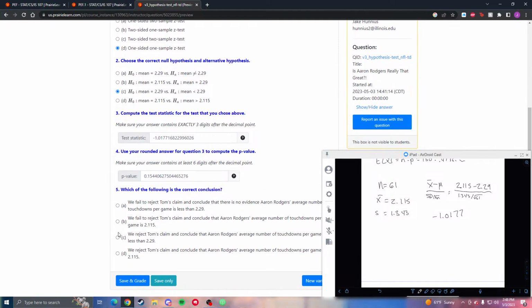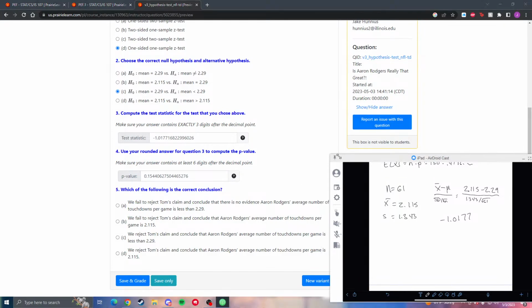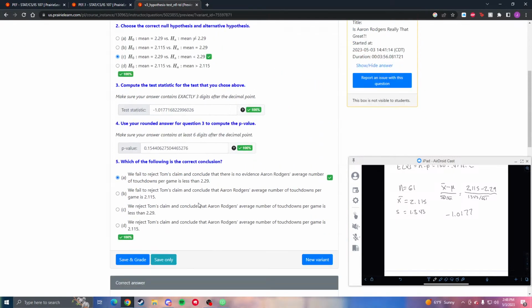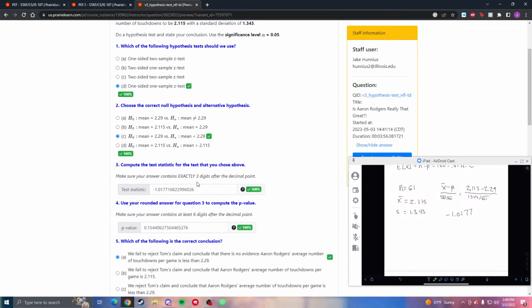So we know it's not C or D, and then let's take a look. So we can't conclude that it's equal to our sample statistic. So there is no evidence to support Dave's claim that Aaron Rodgers throws less than 2.29 touchdowns per game. So that's how you go ahead and do the Aaron Rodgers question.